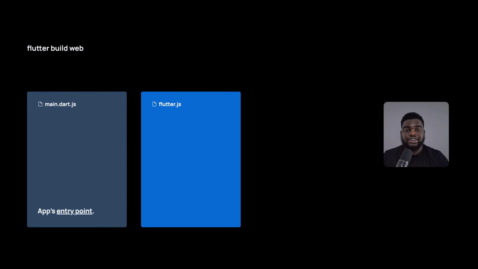The flutter.js is the Flutter initialization script, and this is what gives you access to the Flutter object in your JavaScript. And this is the object that will be used to load the Flutter app or embed it in the web page. Now, let's take a look at the steps to embedding a Flutter app in a web page.